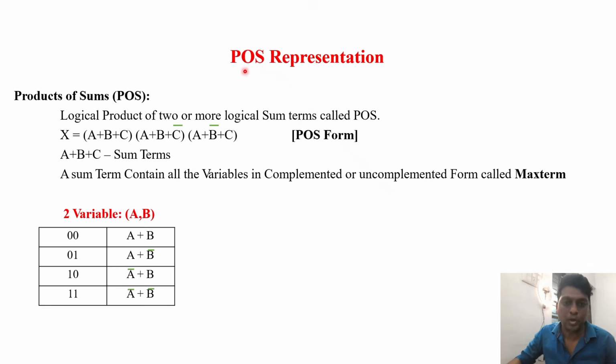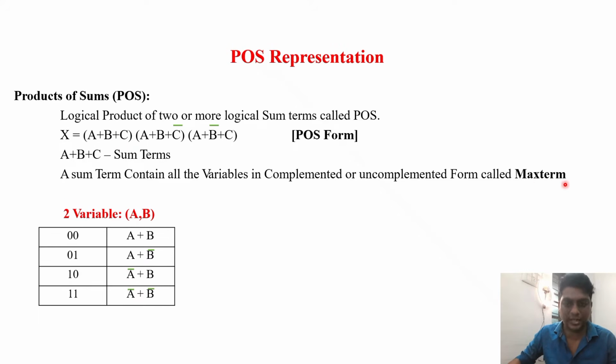The same case applies for POS representation. POS means product of sum. What do we mean by a product of sum? Here everything is a sum term. A plus B plus C is one sum. A plus B plus C bar is one sum. A plus B bar plus C is one sum. All the sum elements are multiplied together.